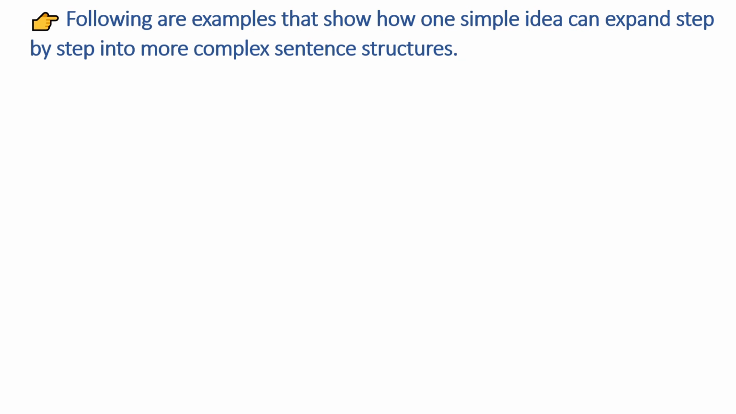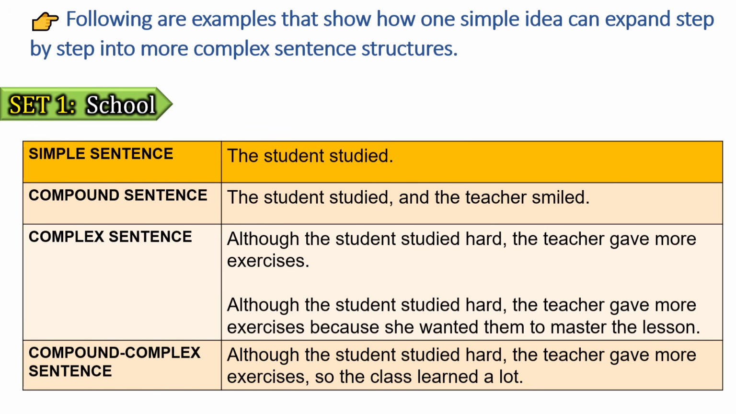Following are examples that show how one simple idea can expand step by step into more complex sentence structures. Set 1. School. Simple sentence. The student studied hard. Compound sentence. The student studied hard and the teacher smiled. Complex sentence. Although the student studied hard, the teacher gave more exercises. Compound complex sentence. Although the student studied hard, the teacher gave more exercises and the class learned a lot.